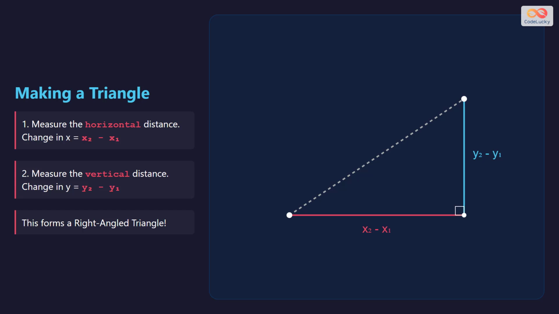To solve this, we can draw a right-angled triangle. The horizontal distance between the points is simply x2 minus x1. The vertical distance is y2 minus y1. This creates 2 sides of a triangle.